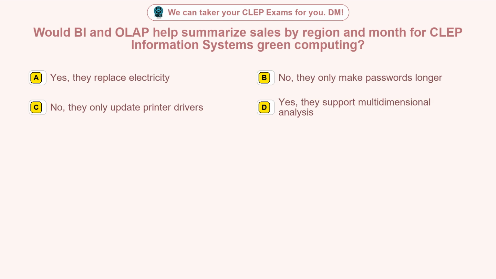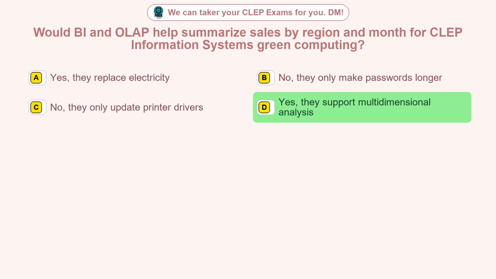Question 9. Would BI and OLAP help summarize sales by region and month for CLEP Information Systems green computing? Option A. Yes, they replace electricity. Option B. No, they only make passwords longer. Option C. No, they only update printer drivers. Option D. Yes, they support multidimensional analysis. The correct answer is option D.